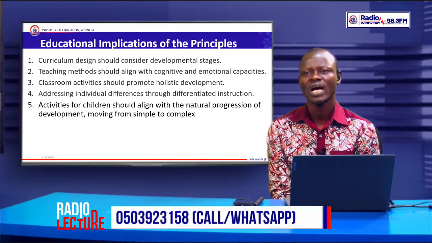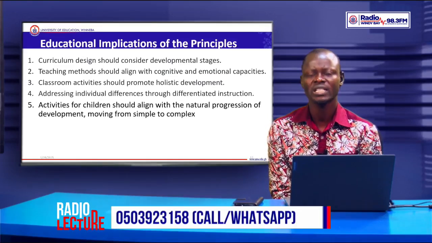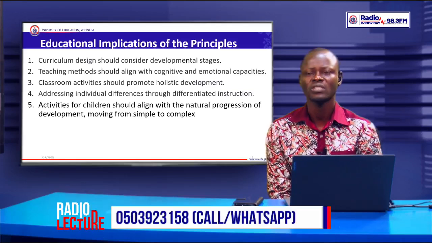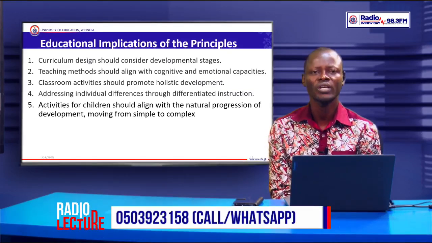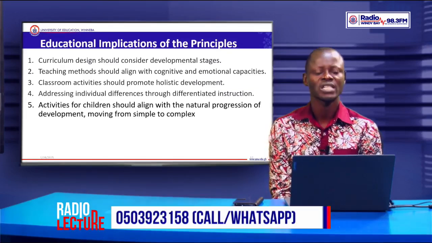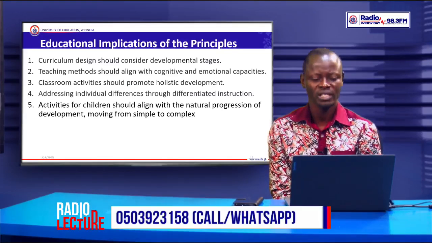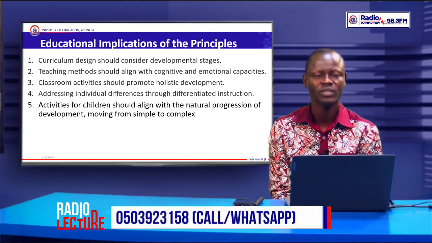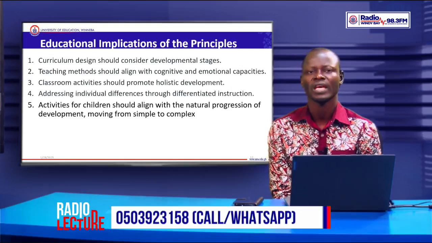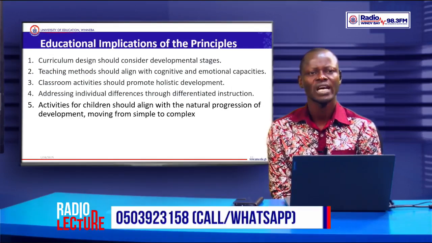Learners who are gifted, those who are slow learners, and those who are average learners, our lessons should be designed in such a way that they cater for all the unique needs of these students. Then we are saying that activities for children should align with the natural progression of development, moving from simple to complex.